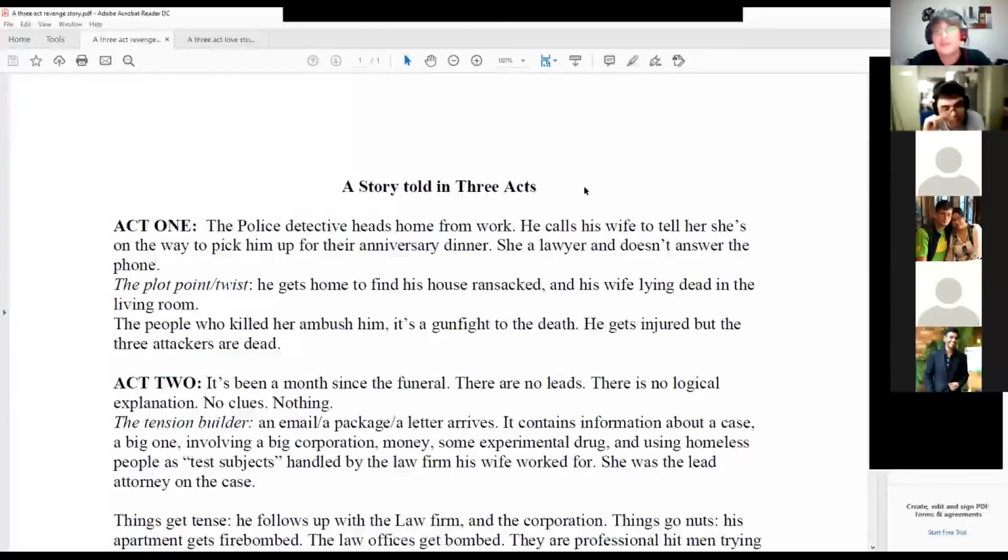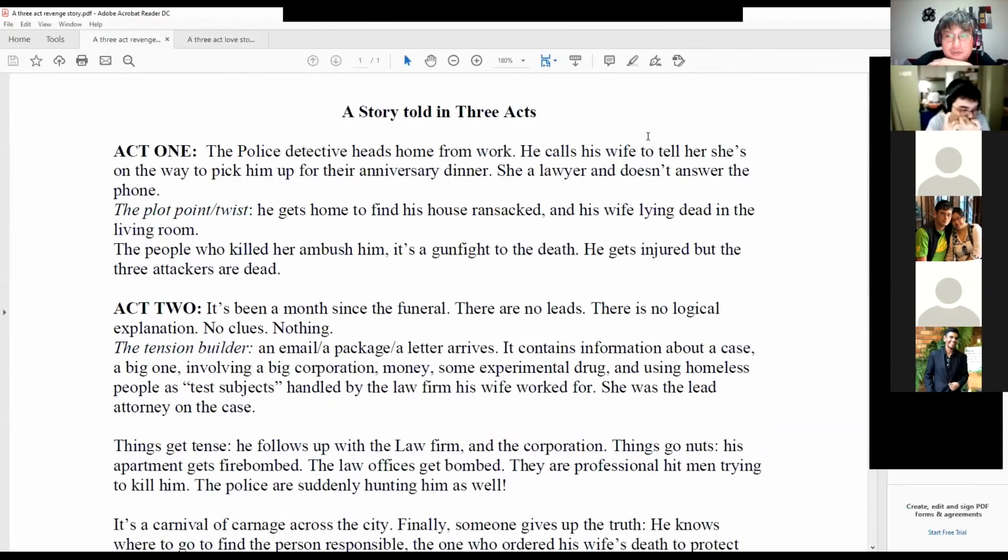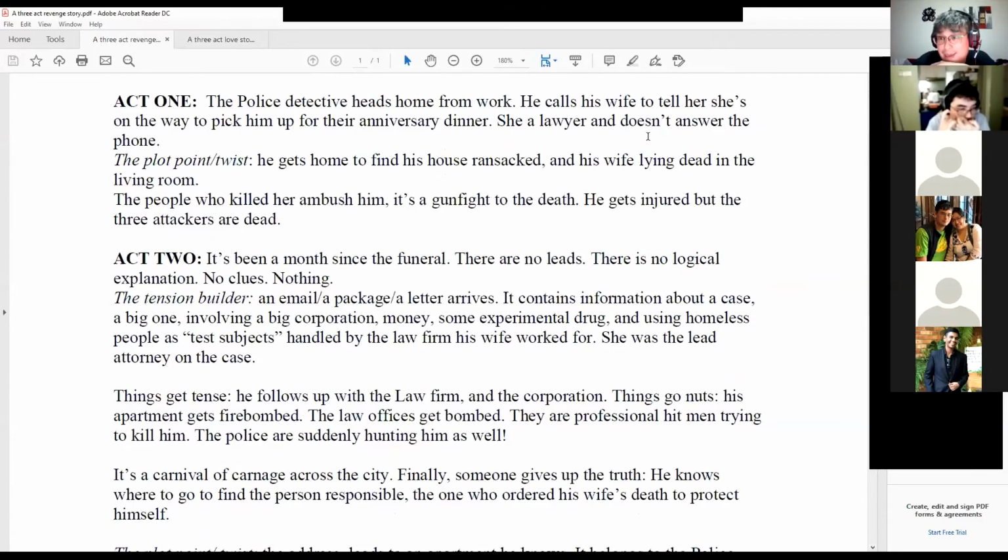Okay, here we go. There are two of them here, a story told in three acts. This one is a tale of revenge. Some of you may recognize this from the game more than the movie, because the movie was a total disaster in my opinion.